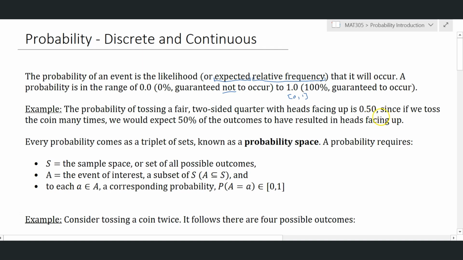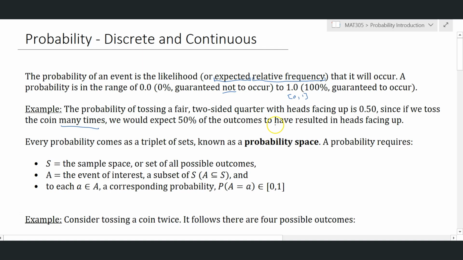Okay, so what does that mean? Well, if you toss a coin once, it doesn't mean you're going to get half head, half tail, right? It means that if you were to toss it many times, so theoretically, infinitely many times, 50% of the outcomes should be heads facing up.